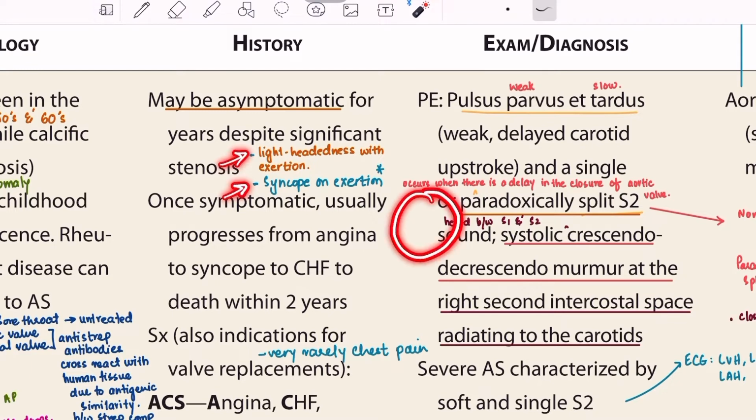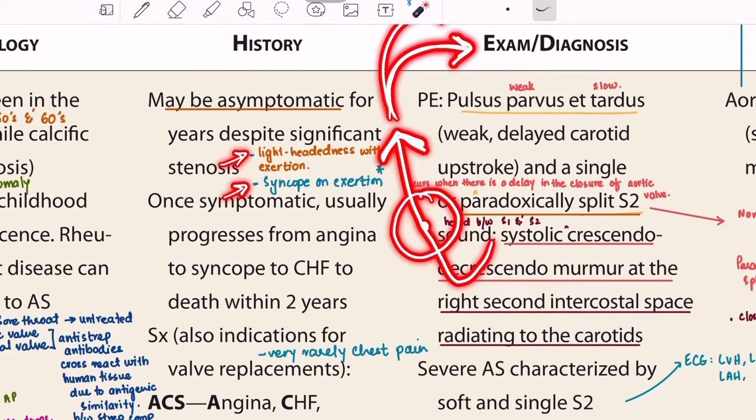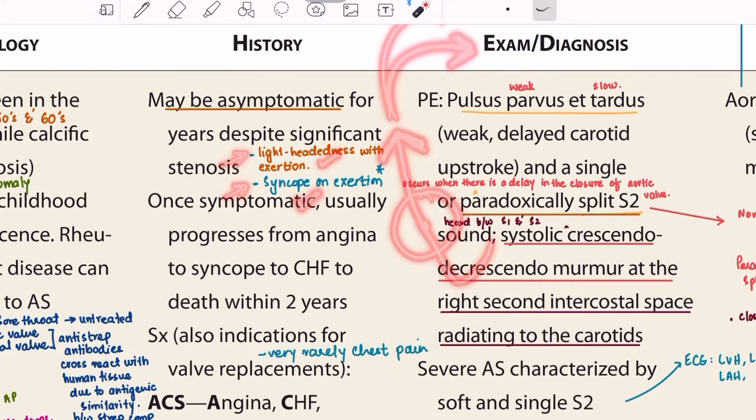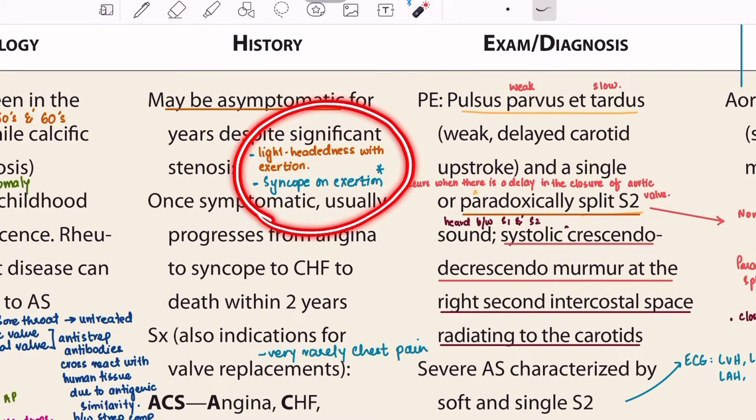Because the valve will be so stenosed that enough blood will not be able to pass through the valve into the rest of the body, especially during exertion when the rest of your body needs a lot of blood, and that is when you will become lightheaded and you will have syncopal attacks. So the patient would usually present with lightheadedness and syncope on exertion. So keep that in mind because that will come up in your exam questions.